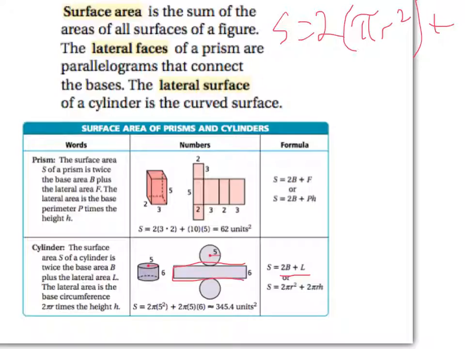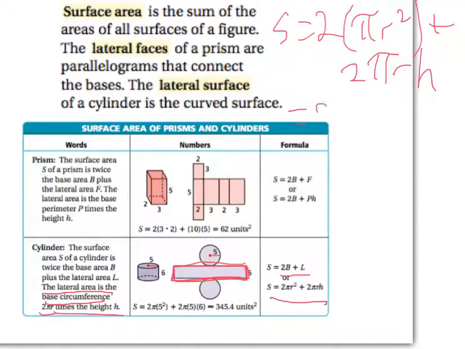Now I know it looks like a rectangle, but we're not going to use a rectangle. The lateral area when we're finding a cylinder is right here. It says the lateral area is the base circumference, 2 pi r, times the height. So we're going to do 2 times pi r times the height, and that's going to find the surface area of this shape right here. Okay, so we have to remember this equation: 2 pi r squared plus 2 pi r h.